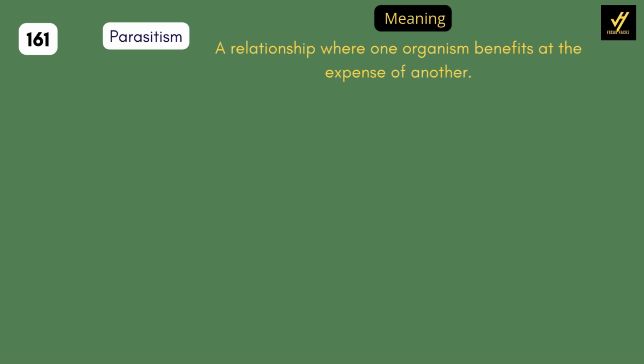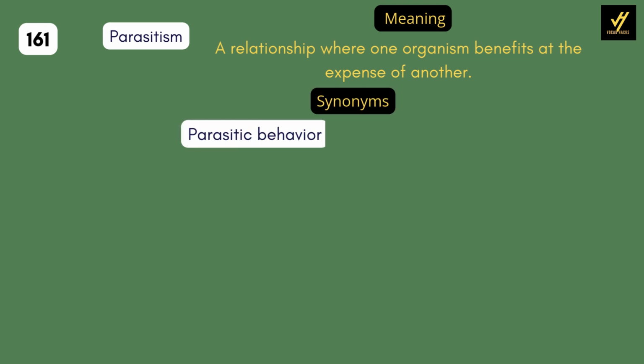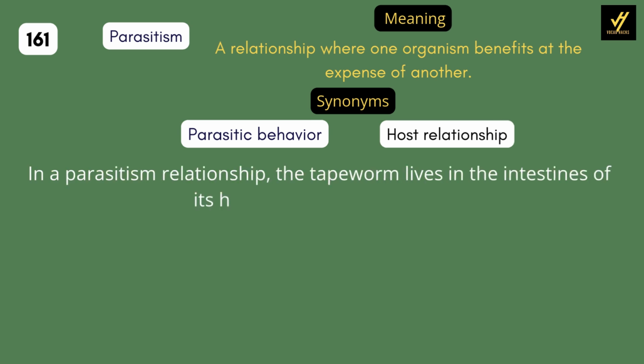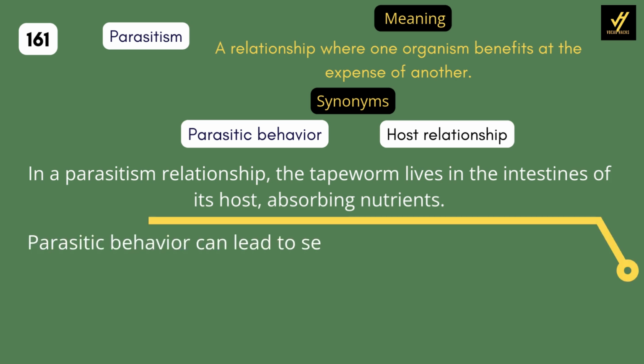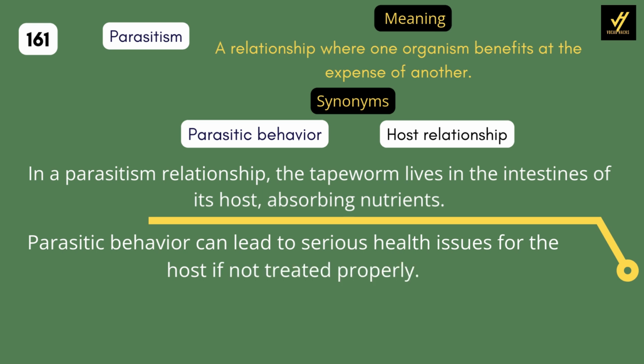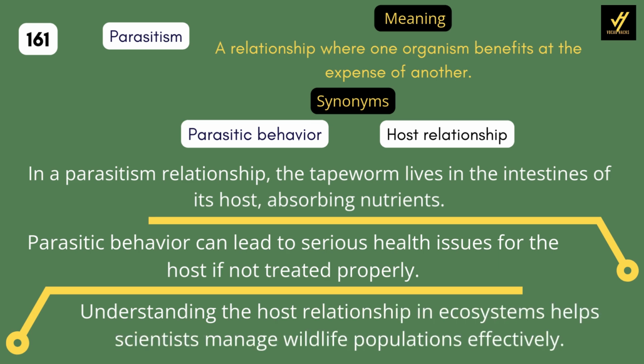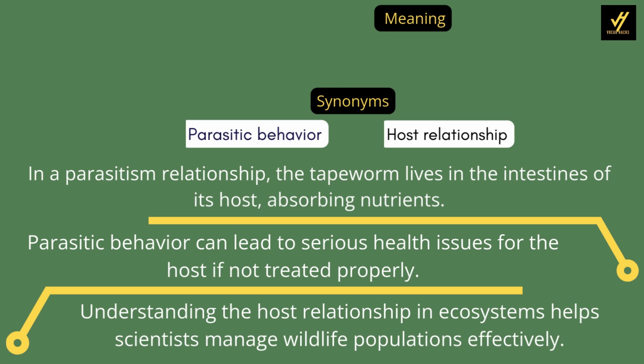Parasitism, a relationship where one organism benefits at the expense of another. Parasitic behavior, host relationship. In a parasitism relationship, the tapeworm lives in the intestines of its host, absorbing nutrients. Parasitic behavior can lead to serious health issues for the host if not treated properly. Understanding the host relationship in ecosystems helps scientists manage wildlife populations effectively.